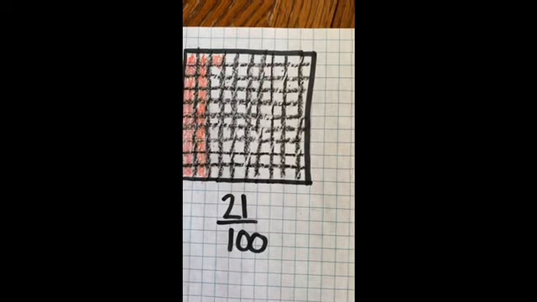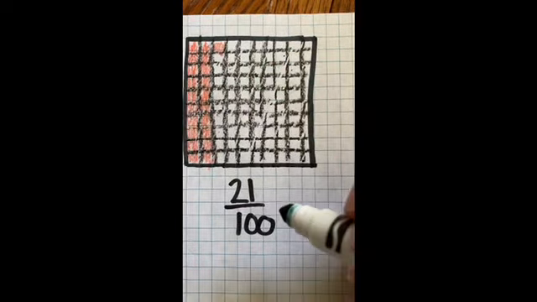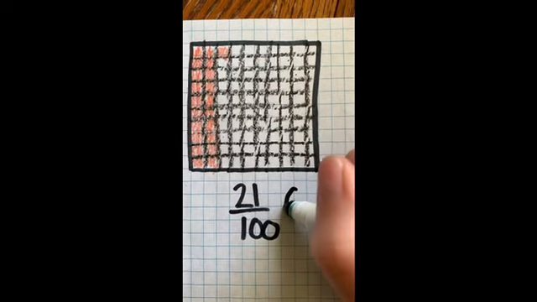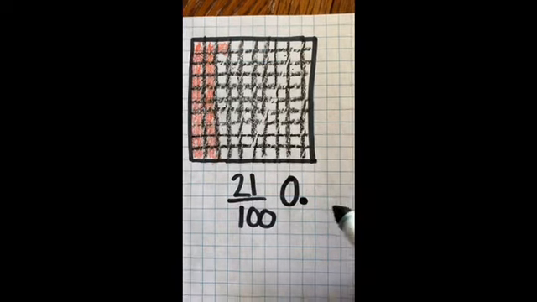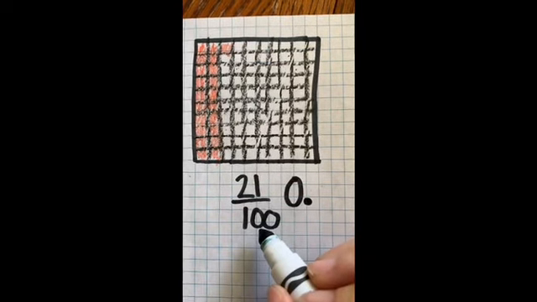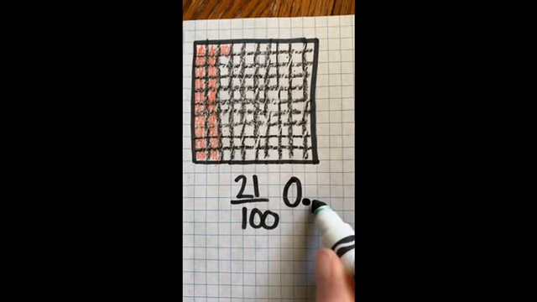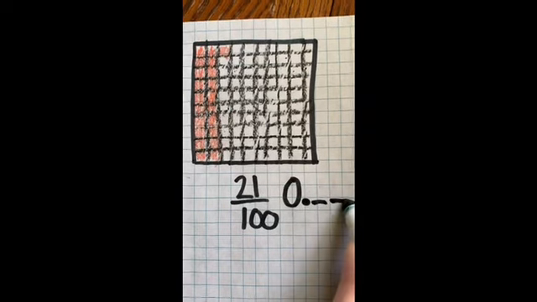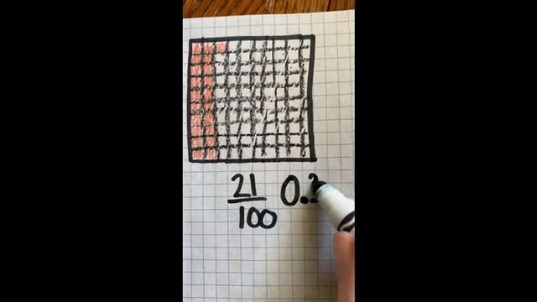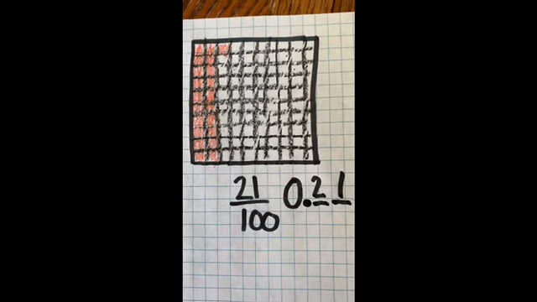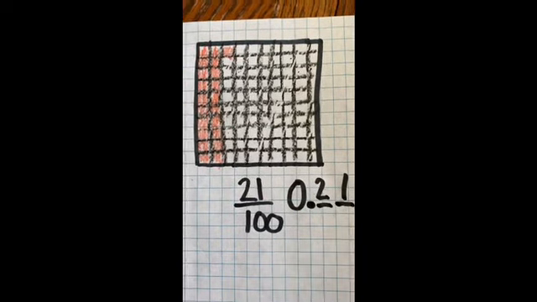So let's say I want to write this as a decimal. Again, I don't have any whole blocks filled in, so my whole number right now is 0. Now I'm moving into the decimals place. My denominator is 100, so I'm coming out to the hundredths, tenths, hundredths. And then I just write how many I had, 21. 21 hundredths.